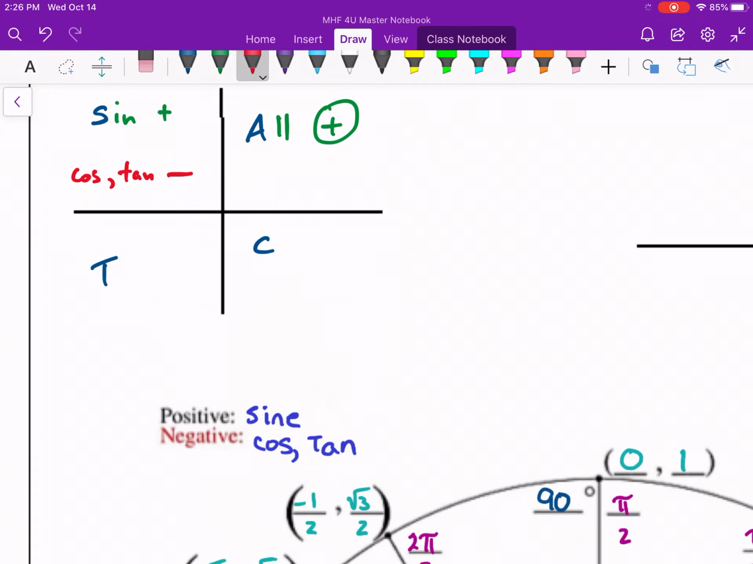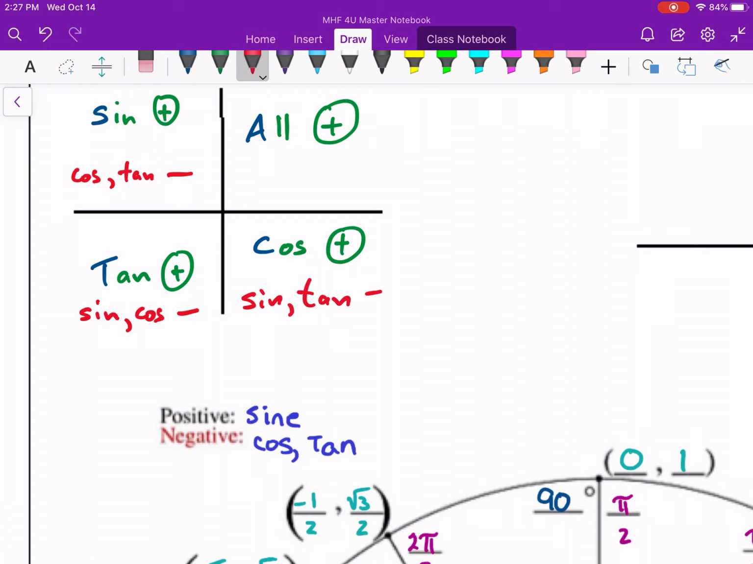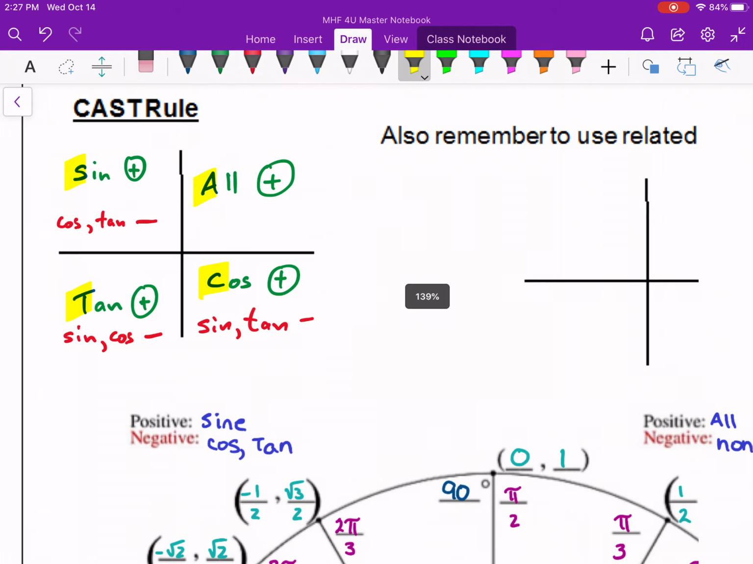Okay, in quadrant 3, tan is positive. And that means that sine and cos are negative. And in quadrant 4, cos is positive, and sine and tan are negative. So, CAST reminds us of what's positive in what quadrant. That's all that that's about.